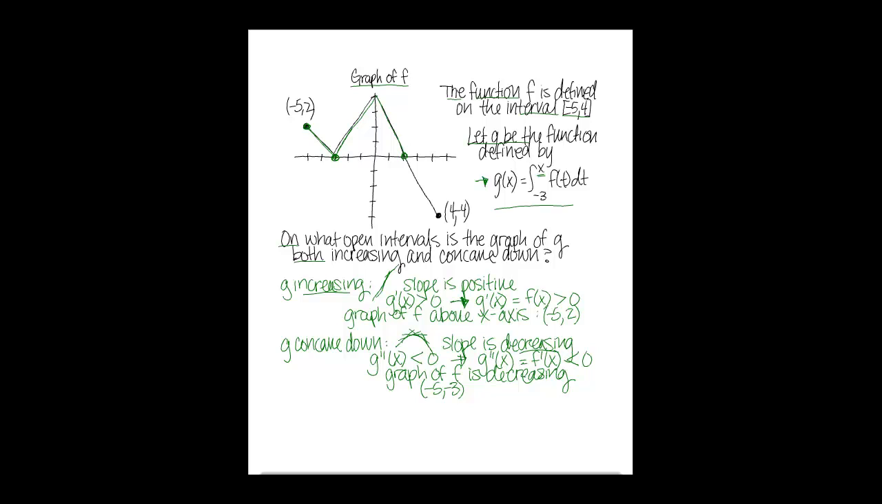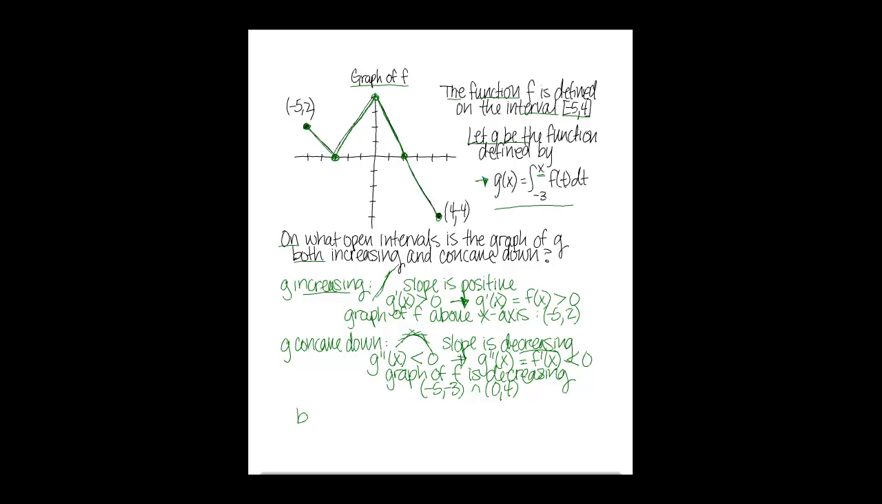Then it increases until we get to x equals 0. And then from there, it's going to turn around and it's going to decrease for the duration all the way to x equals 4. So from 0 to 4 is the other interval where f is decreasing. So we've got the intervals where g is concave down and the interval where g is increasing.